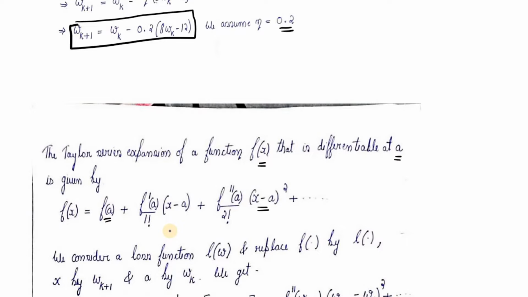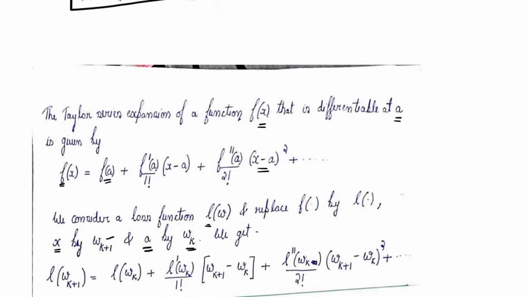We will replace the loss function f with L, and we will replace the value of a with wk and the value of x with wk plus 1. Now on doing so, we get an expression which looks like this. So we have loss at weight wk plus 1, which is equal to loss at wk plus L'(wk) by 1 factorial. Since we replaced x with wk plus 1 as we discussed, we do that. And everywhere, wherever a is coming, we replace it with wk. And on doing so, this is the approximation we are getting.